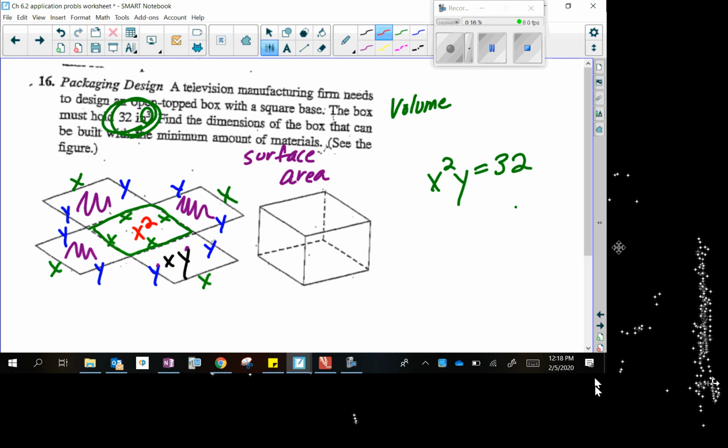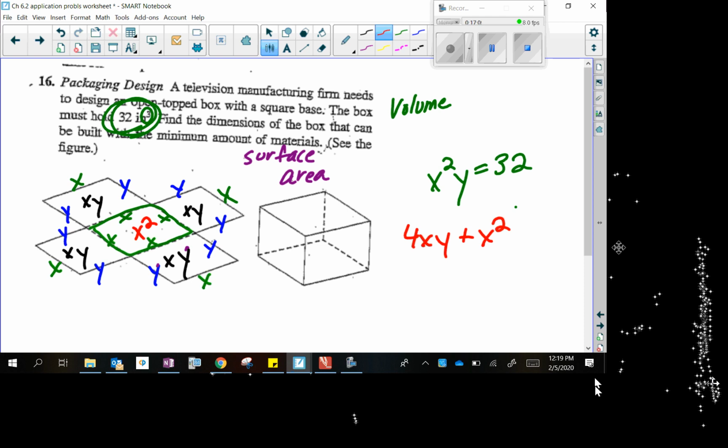We're going to do 4xy. Yeah, so it's going to be 4xy. That takes care of all of the sides, right? Because this is an xy, that's an xy, that's an xy, plus x squared. Yeah, this is hard, but this is calculus. So xy, xy, and xy. So we have 4 xy's plus x squared.